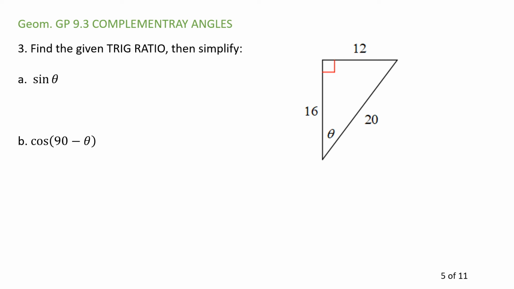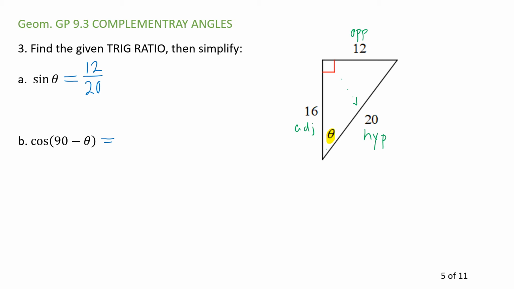So look at this one. Find the given trig ratio, then simplify. Well, I'm standing here for theta. If you're standing there at theta, identify the hypotenuse. The hypotenuse is always across from the right angle. Doesn't matter how the triangle is positioned. If you're standing here at theta, this becomes the opposite side, and this is the adjacent side. So if it's asking for the sine of theta, it is opposite over hypotenuse. I'm going to leave that. You can get the decimal if you want, but I'm actually going to leave that.